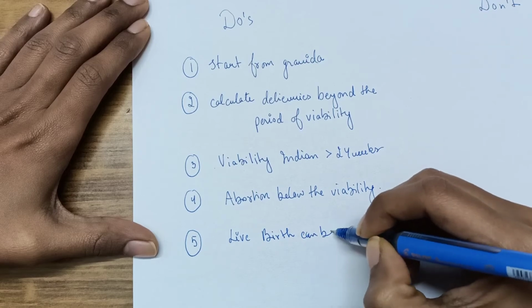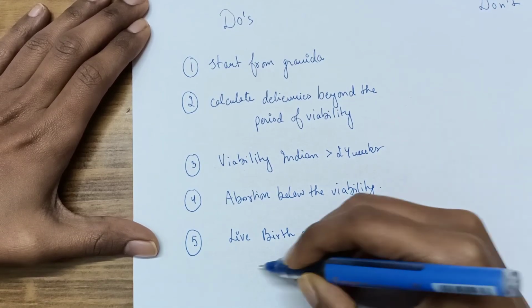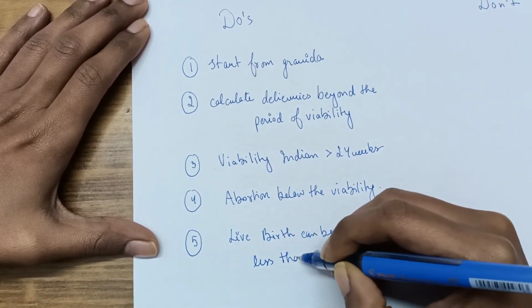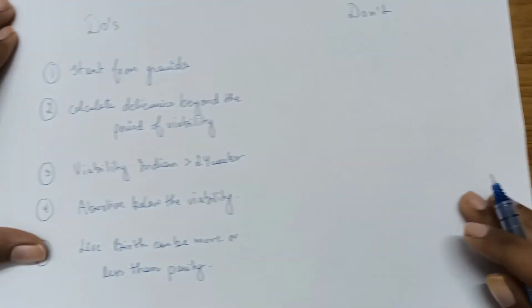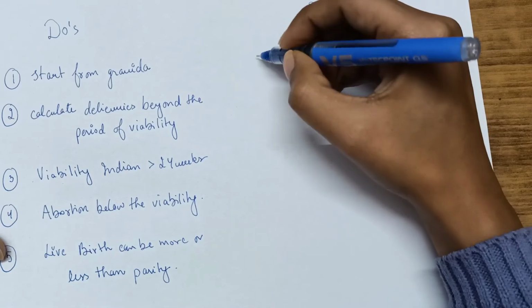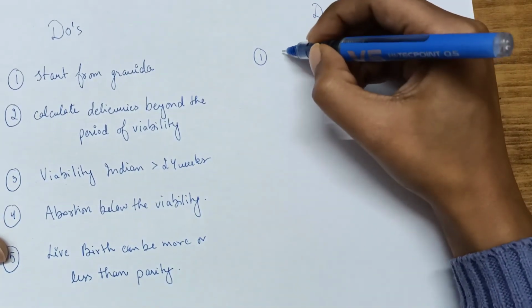Now they can be more or they can be less than the parity, because you can have a living child, or the baby may have expired, or you may have twins. In that case it will be more than the parity.